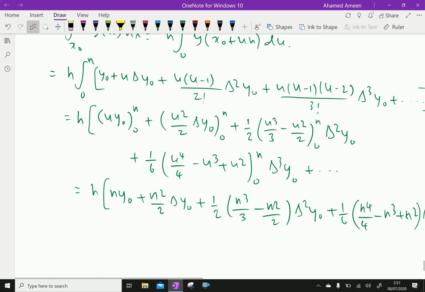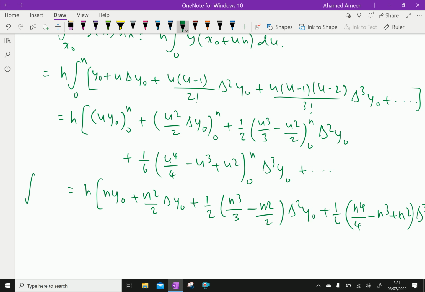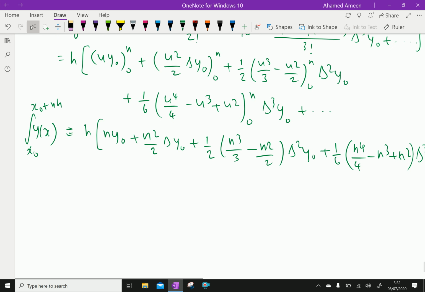This is the integral from x0 to x0 plus nh of y of x, and this is called the Newton-Cotes formula for numerical integration. We have done.